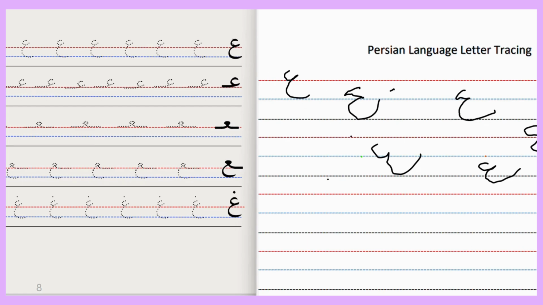Okay, this is the isolated, or let's say the big Ain. The small one, as you can see, again, you start from above the line, go like this. Okay, so this is the connected one. So a semicircle or curvy and like this. The next one, you do it when you connect two letters together.